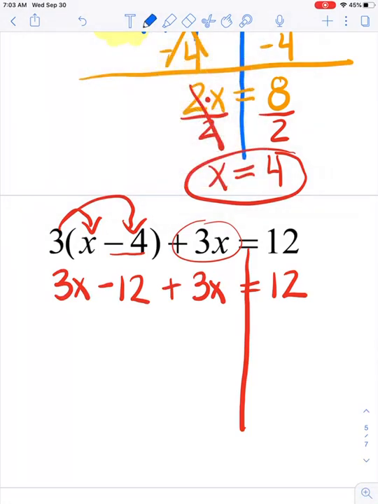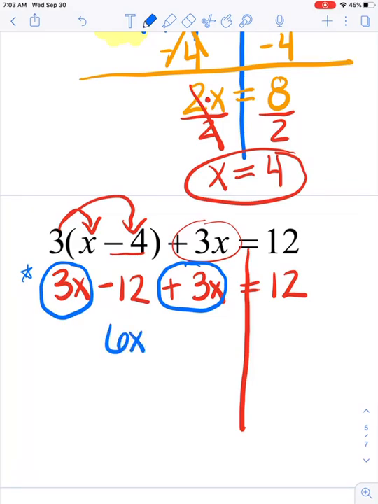From here, you're thinking, well, can I start solving for x? No, because this left-hand side over here is still not simplified. I have like terms over here. I have this 3x and this other positive 3x. So I have to combine those. 3x plus 3x gives me 6x. So minus 12 is equal to 12.